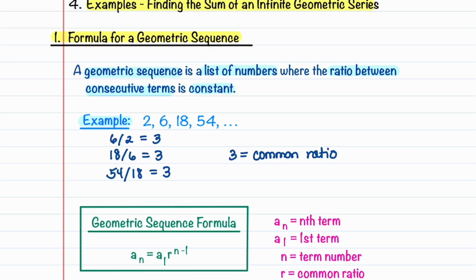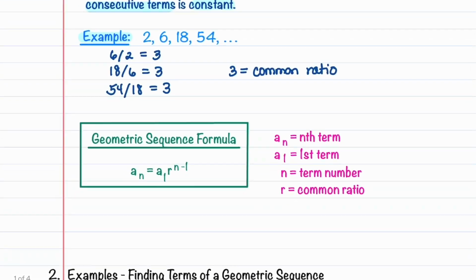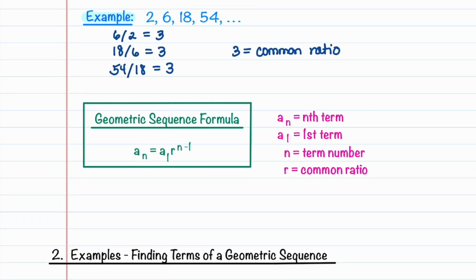Whenever you have a sequence where all the numbers have a common ratio, that sequence is a geometric sequence. A geometric sequence has a really nice formula, and the formula tells us that a sub n, which is the nth term in the sequence, is just equal to a sub 1, the first term in the sequence, times r raised to the n minus 1. n is our term number, and r is what we just found above, our common ratio.